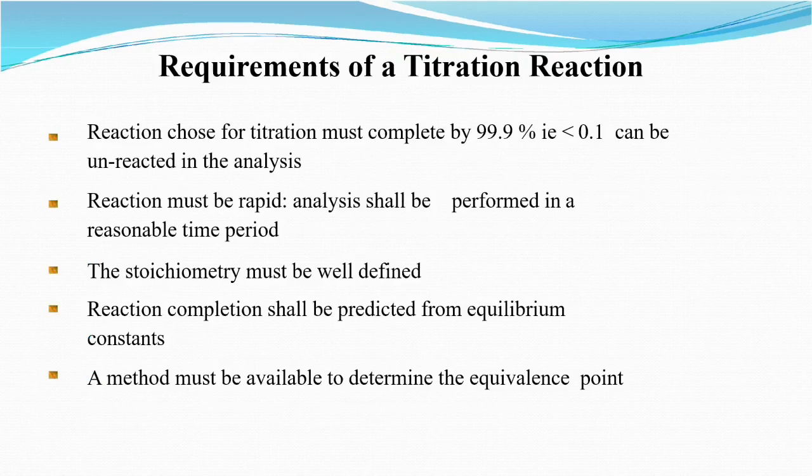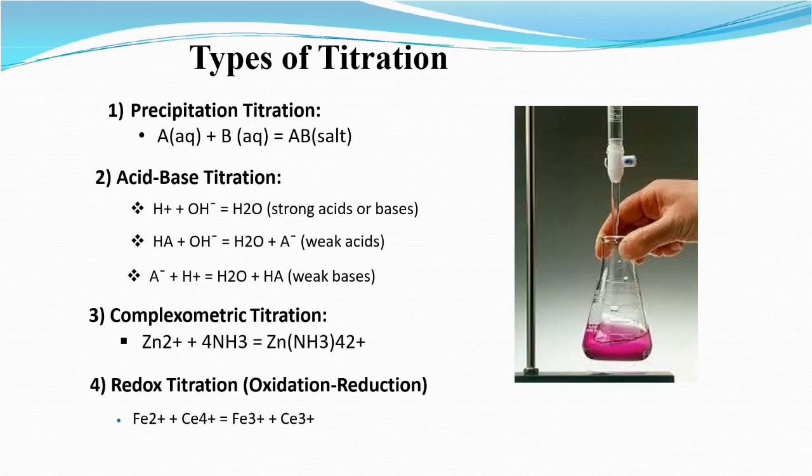And some requirements for the reaction. For a better result of the titration, the reaction chosen must be 99.9% complete, that is, only 0.1% can be unreacted in the analysis, which is approximately 100%. The reaction must be rapid. Analysis shall be performed in a reasonable time period. The stoichiometry must be well defined.